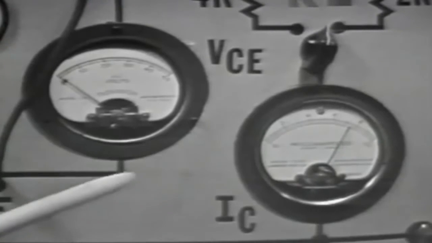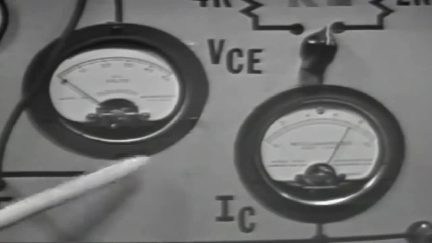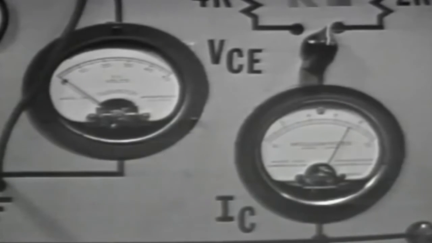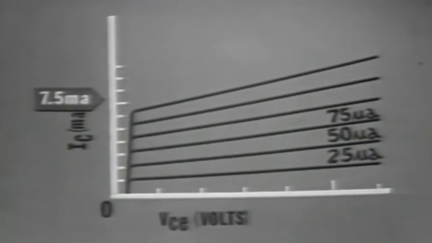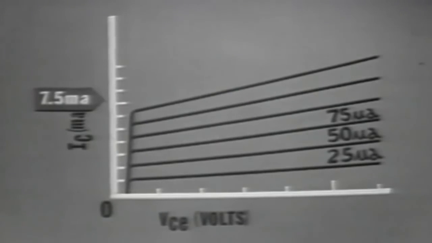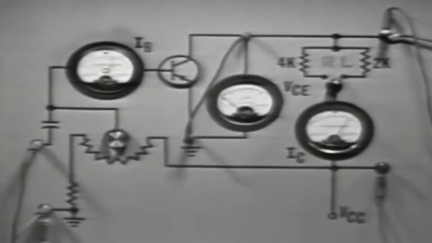Collector to emitter voltage goes to 0 and collector current rises to 7.5 milliamps. This is the maximum current that will flow in this circuit. On the graph, 7.5 milliamps and 0 volts collector to emitter voltage falls right here. This is a point representing one of the limits of the circuit. Now, let's remove the short.